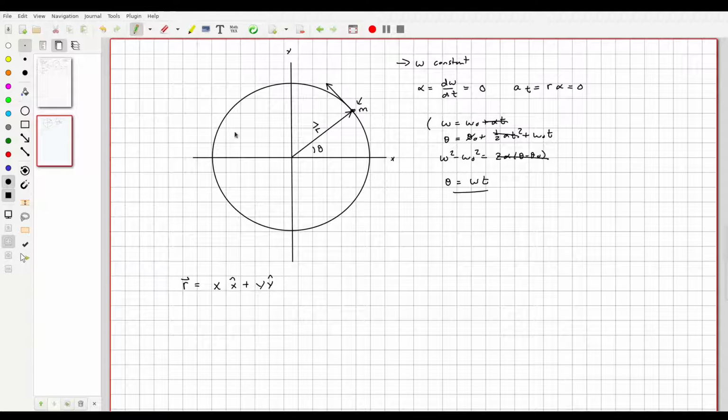And if you think about that, and you look here at our triangle, we'll say, for r.